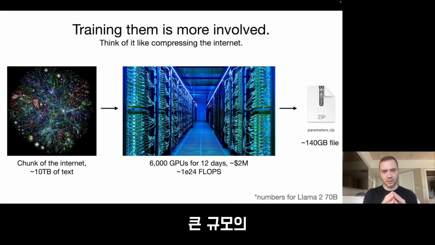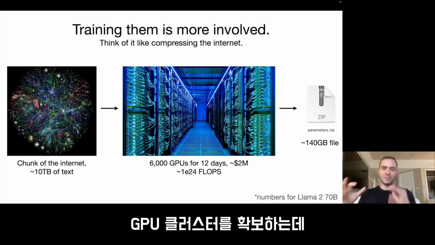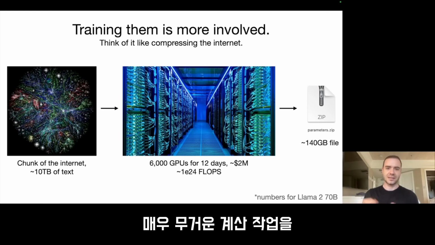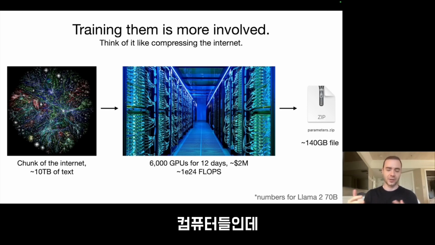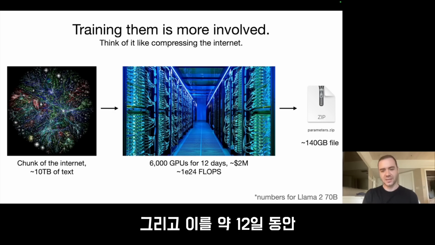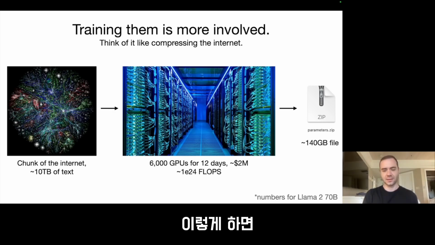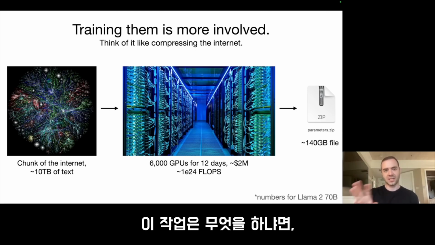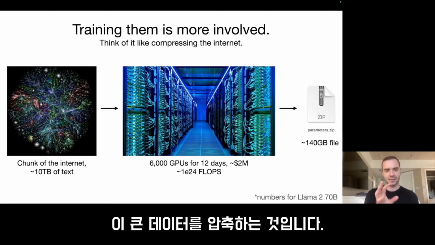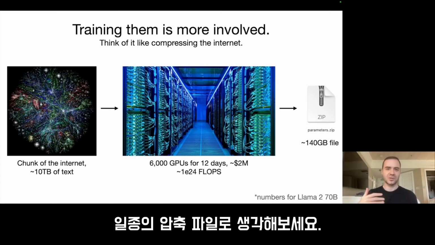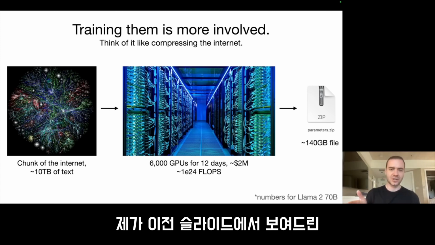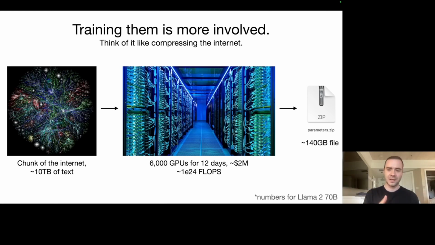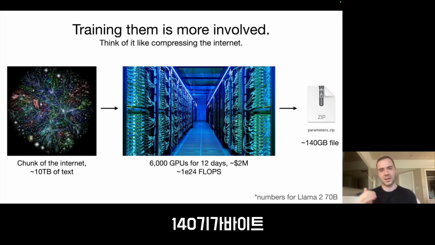So you take a large chunk of internet, then you procure a GPU cluster. These are very specialized computers intended for very heavy computational workloads like training of neural networks. You need about 6,000 GPUs, and you would run this for about 12 days to get a Llama 2 70B. This would cost you about $2 million. And what this is doing is compressing this large chunk of text into what you can think of as a kind of zip file. These parameters that I showed you in an earlier slide are best thought of as a zip file of the internet. And in this case, what would come out are these parameters, 140 gigabytes.